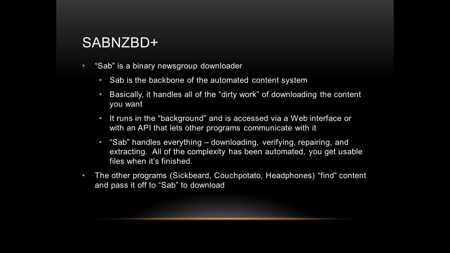Anyway, let's get started. Sab is a binary newsgroup downloader, and it's basically the backbone of our automated content system. It handles all of the dirty work of downloading whatever content it is that you're looking for. It runs in the background and can be accessed via a web interface, primarily for configuration, maybe to check the logs. The majority of the time, however, the other programs in the series communicate with Sab via an application programming interface or an API.